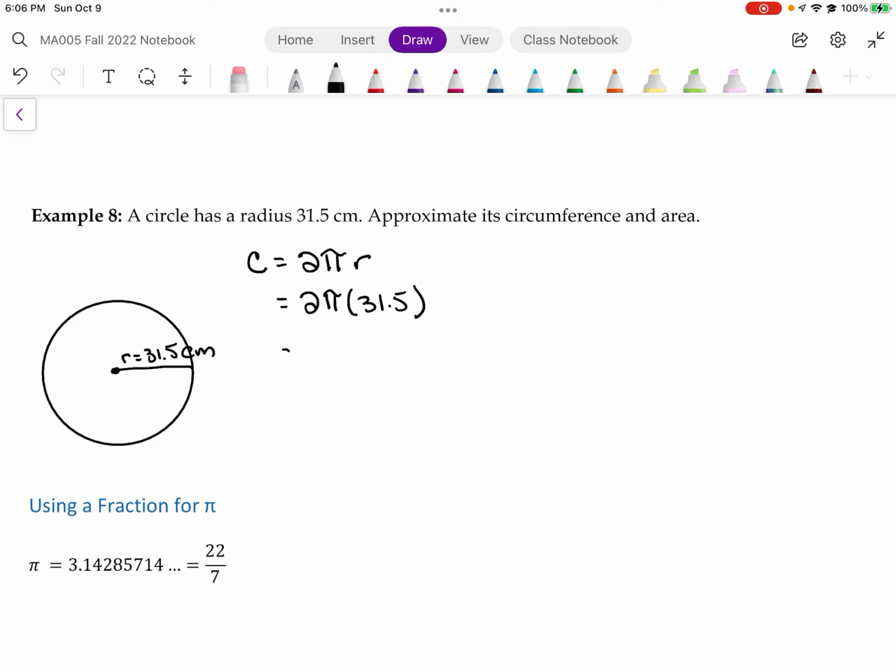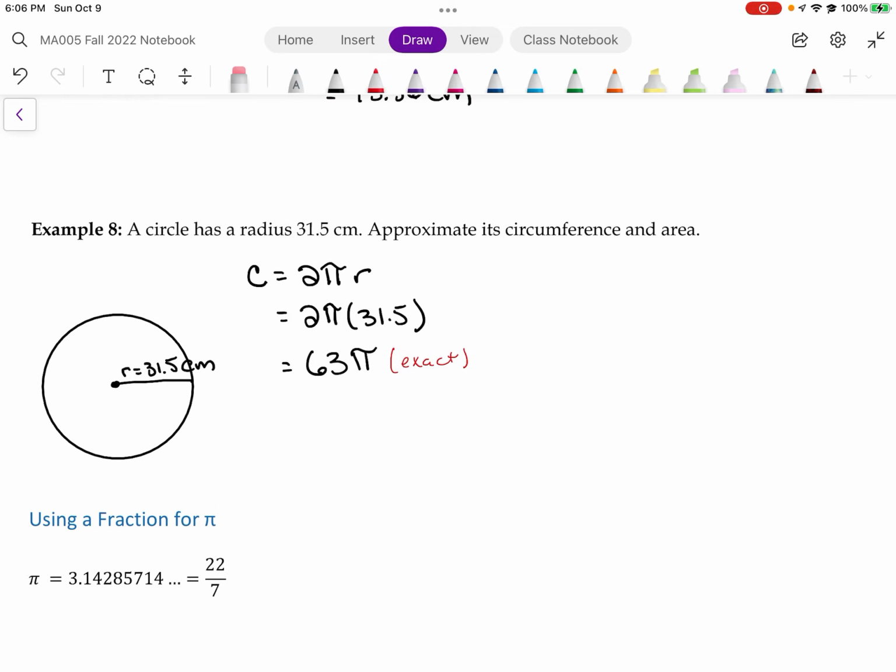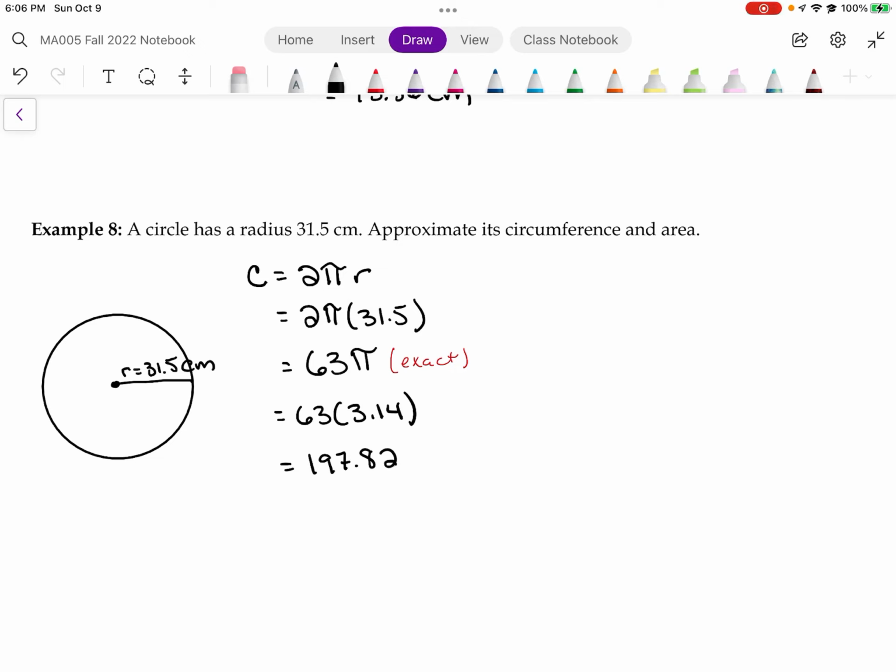So that is going to be, exact, 63 pi, right? That's our exact answer. But they want us to approximate. So let's get rid of some of this. So we'll multiply that times 3.14. So we get 63 times 3.14. And that is going to give us 197.82, and the unit was centimeters.